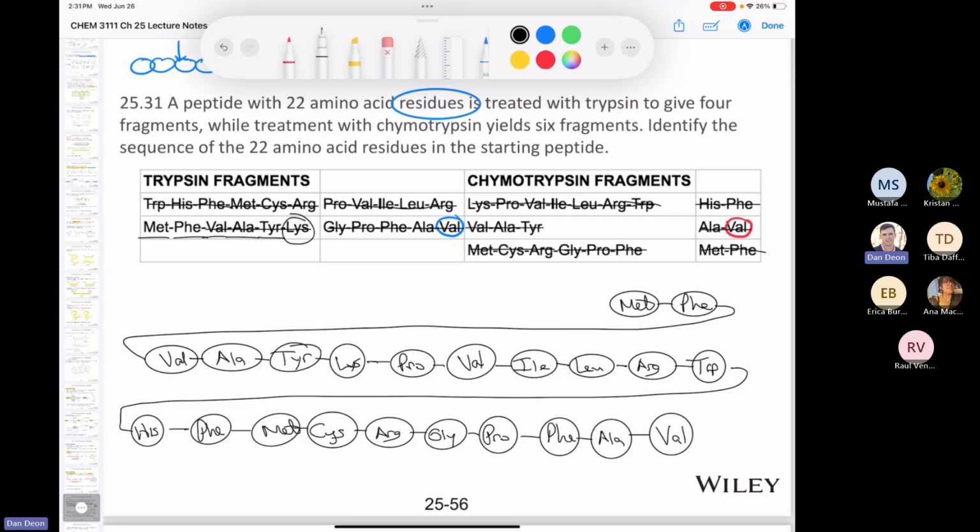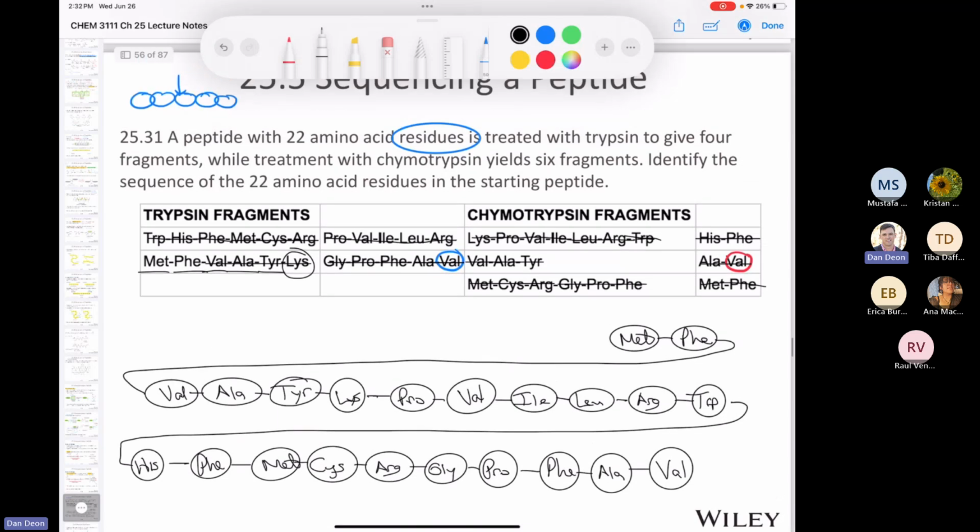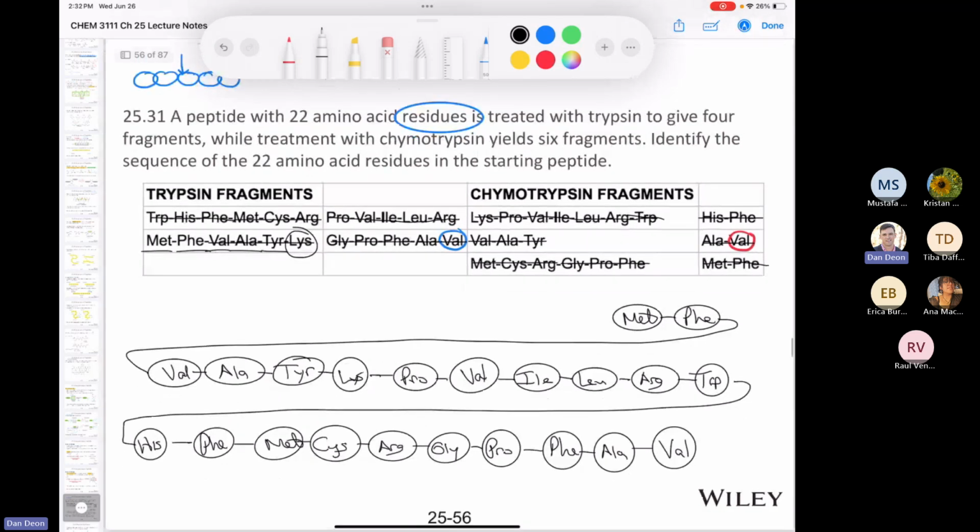And yeah, there we go. So if I count those up, 1, 2, 3, 4, 5, 6, 7, 8, 9, 10, 11, 12, 13, 14, 15, 16, 17, 18, 19, 20, 21, 22. Boom, there we go. So that is how you use the fragments from trypsin and chymotrypsin to put together the structure of this peptide. Give me a thumbs up if you follow me on the rationale.